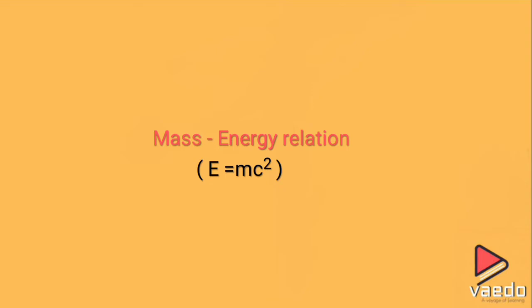In this video, we'll learn about the mass-energy relation, the most celebrated equation E equals mc square. This is the sixth part of a special relativity series. For prior parts, you can visit the link in the description.